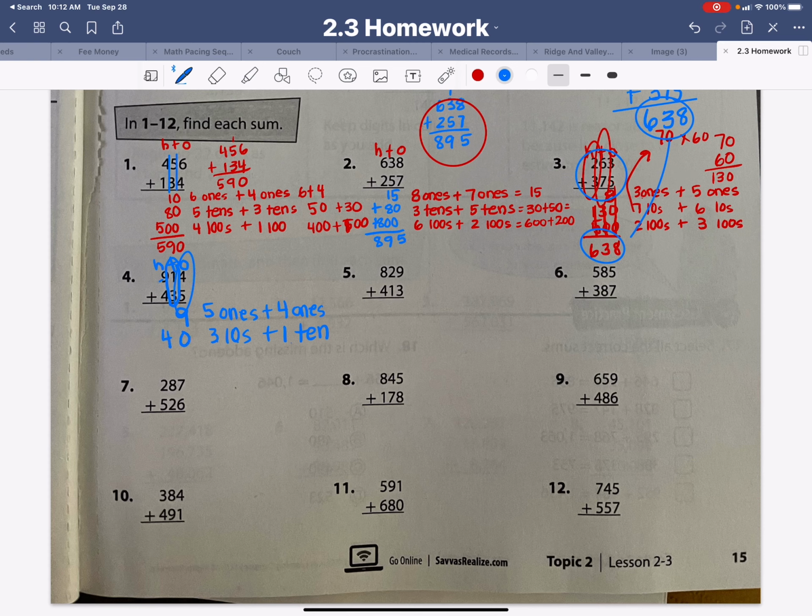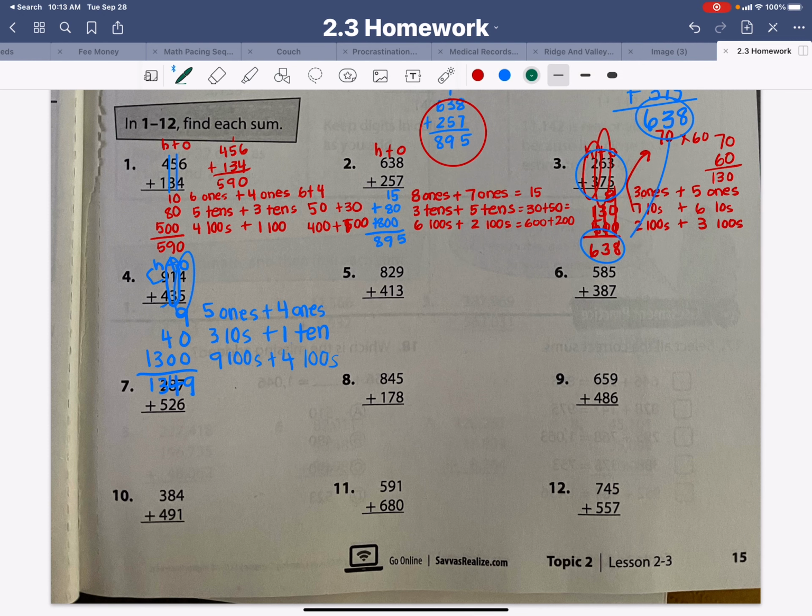So we got 9 100s plus 4 100s. 9 times 100 is 900. 4 times 100 is 400. So 9 plus 4 is 13. So we got 1300. So now I've got to add everything up. 9 plus 0 is 9. 4 plus 0 is 4. And then bring down my 13. 1349. So now I've got to check it.